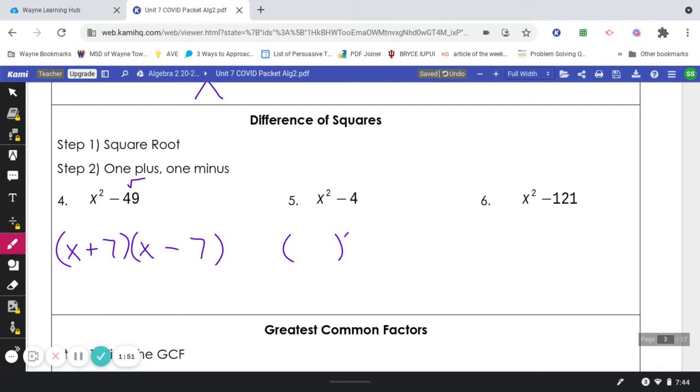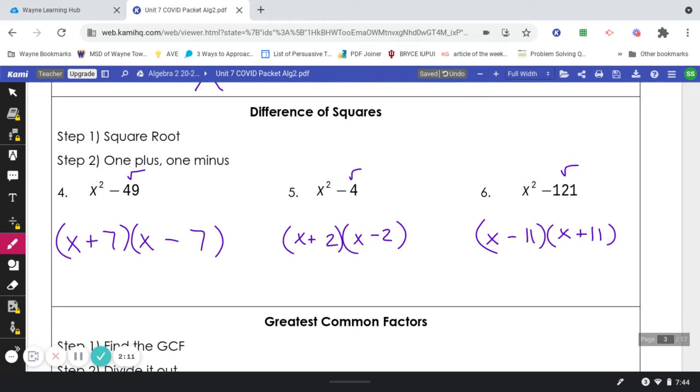x squared minus 4. You'll have x and x. Square root of 4 is 2. 1 plus and 1 minus. Square root of 121 would be 11. And again, 1 plus, 1 minus. And you can even switch around the plus and the minus if you want, as long as you have one of each.